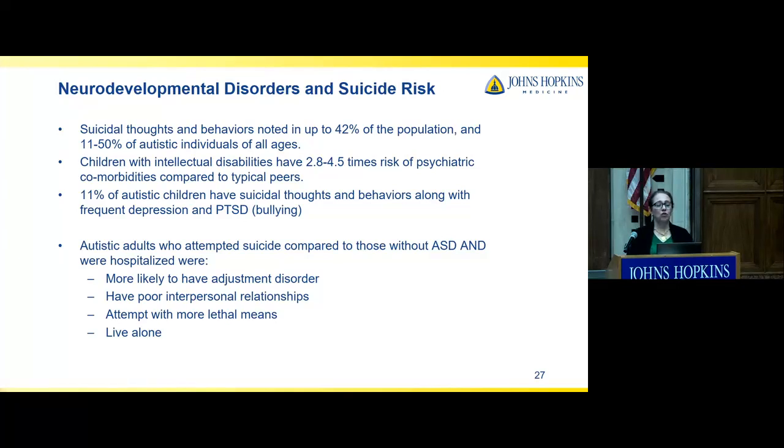And you wonder how much this is related to their social interactions and victimization. Autistic adults who attempted suicide and were hospitalized, compared to those without ASD, were more likely to have adjustment disorder, have poor interpersonal relationships, attempt with more lethal means, and live alone.